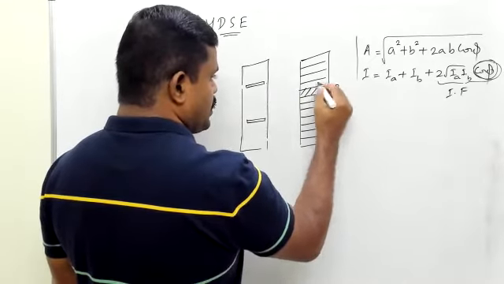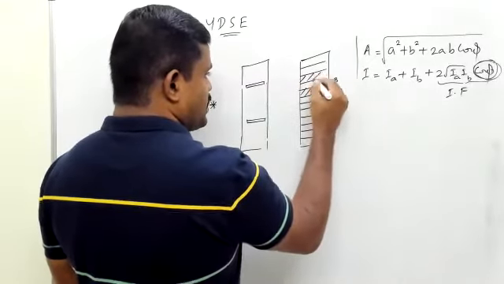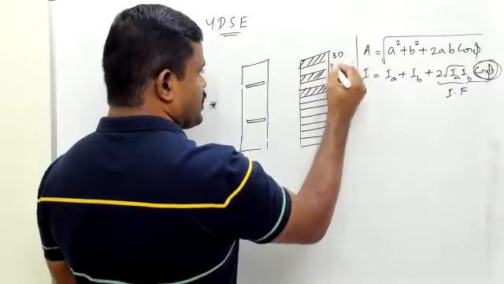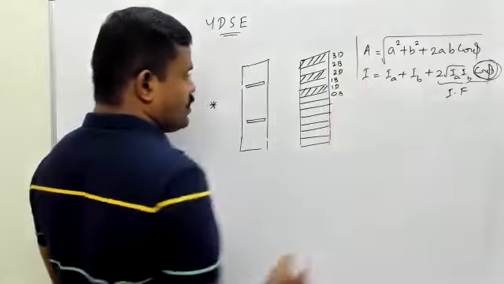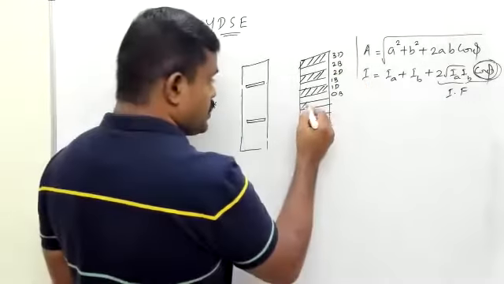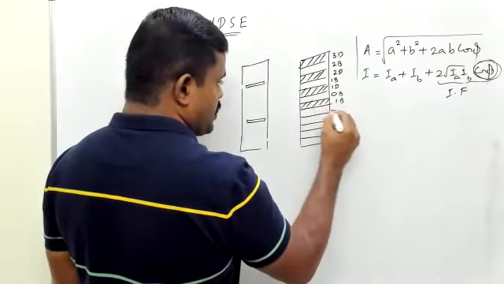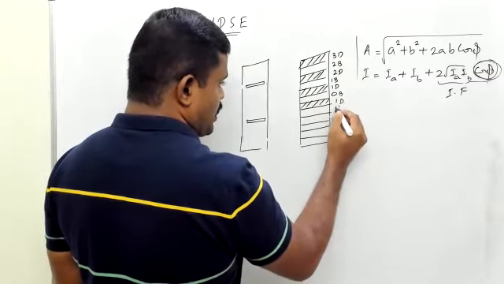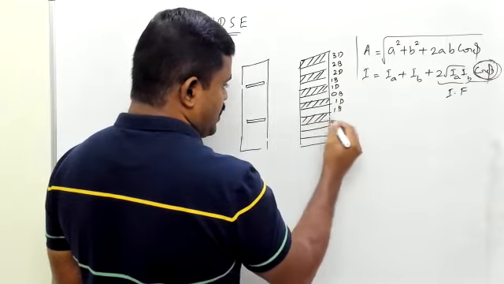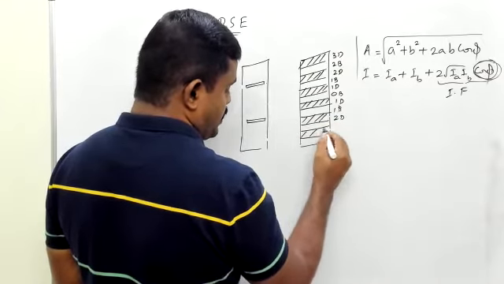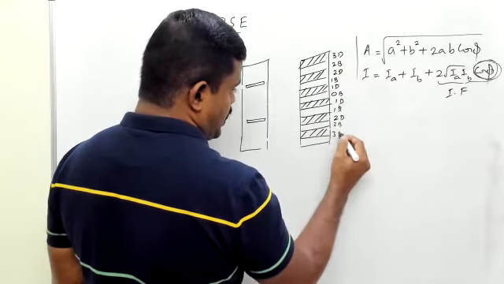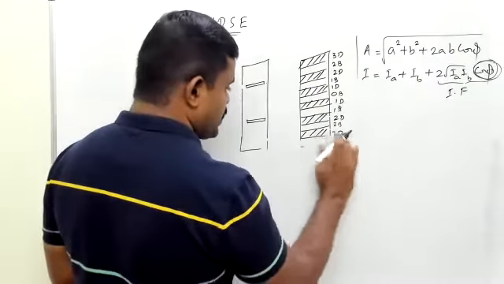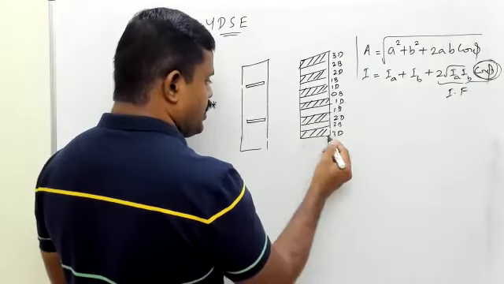This is first dark, then first bright, then second dark, then second bright, then third dark, third bright. In a similar way, downwards, this is first dark, first bright, then second dark, then second bright, third dark, third bright likewise. You can go on till the nth band.